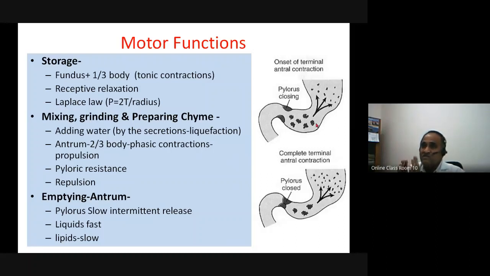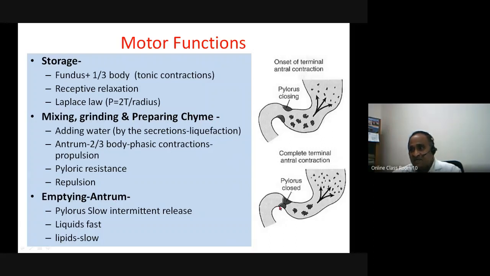Already these bigger particles and the smaller particles are in a liquid media which contains acid and pepsin or pepsinogen, so they will be digesting. That is how the mixing, the grinding, and preparing the chyme happens.